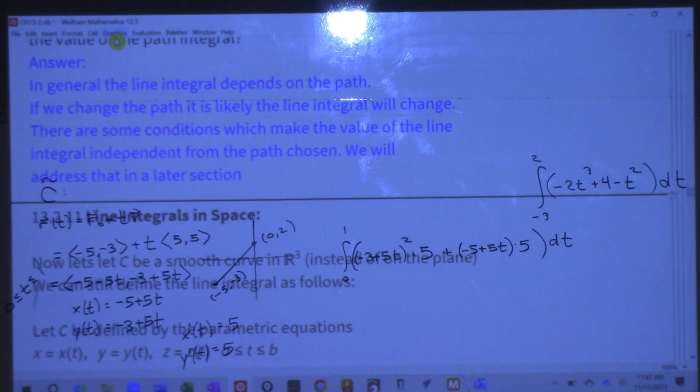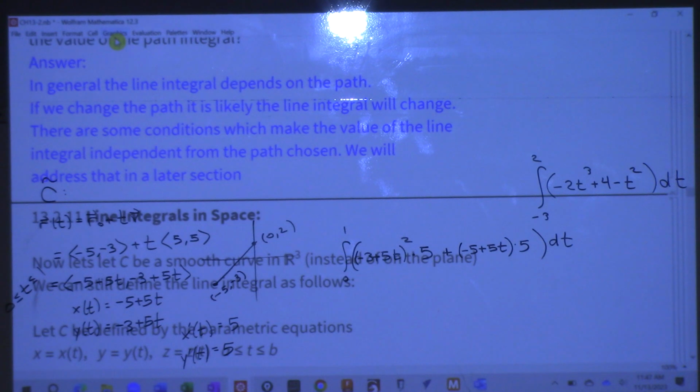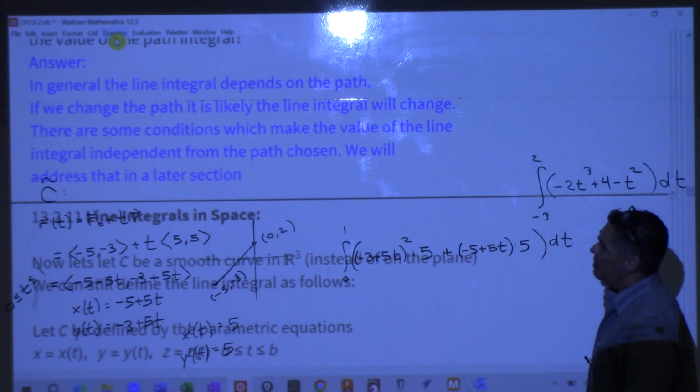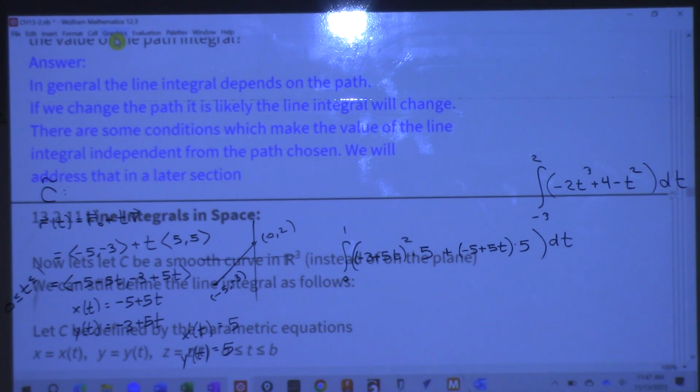So here's the conclusion. If you're given two points, A and B, what happens if we choose two different paths connecting them? Does it change the value of the path integral? Answer: in general, the line integral depends on the path. If we change the path, it's likely to change the line integral. There are some conditions which make the value of the line integral independent of the path chosen. And we will be addressing that later on. Okay?